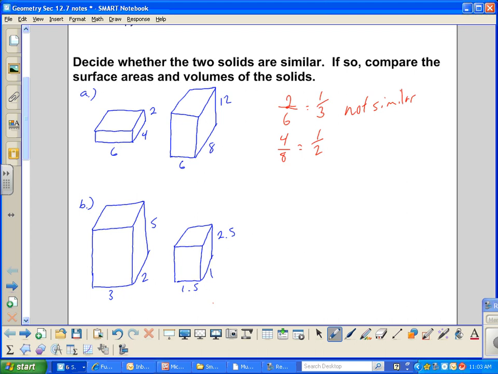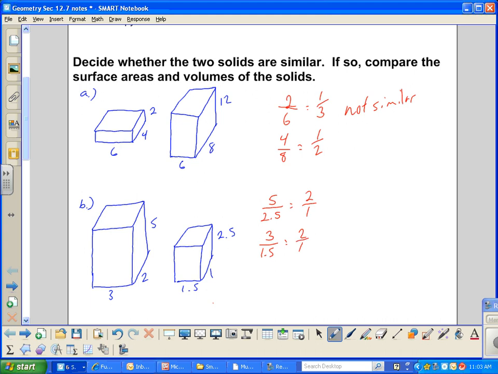And for the next set there, we compare 5 to 2.5 for the heights, which those are both the biggest ones. 5 divided by 2.5, or we simplify to 2 over 1, or 1 to 2. And then the next smaller one would be 3 on the left compared to 1.5 on the right, which 3 divided by 1.5 would be 2 again, right? So 2 to 1 ratio.